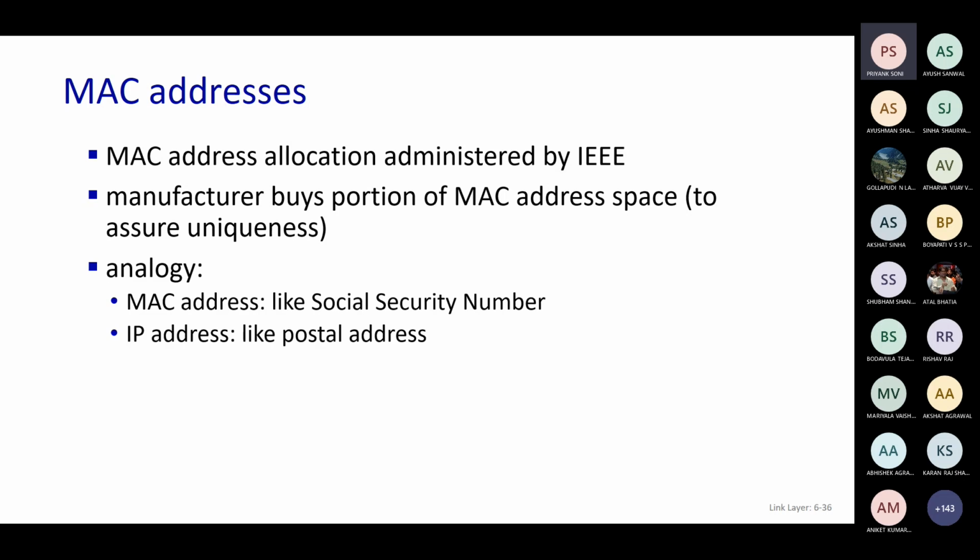This is just an analogy that has been given here. From the US point of view, a MAC address would be like a social security number. From the Indian point of view, it will be like an Aadhaar number. So it basically uniquely identifies each and every device. An IP address is like a postal address. It can change.